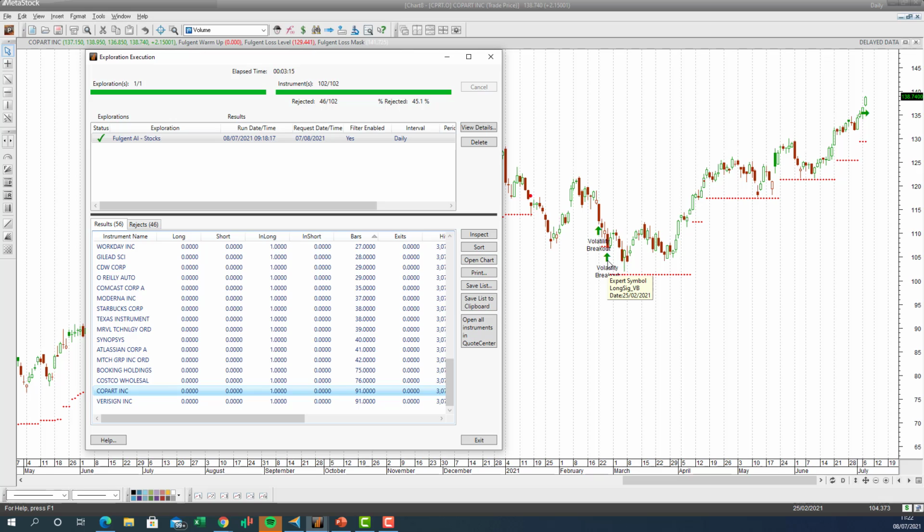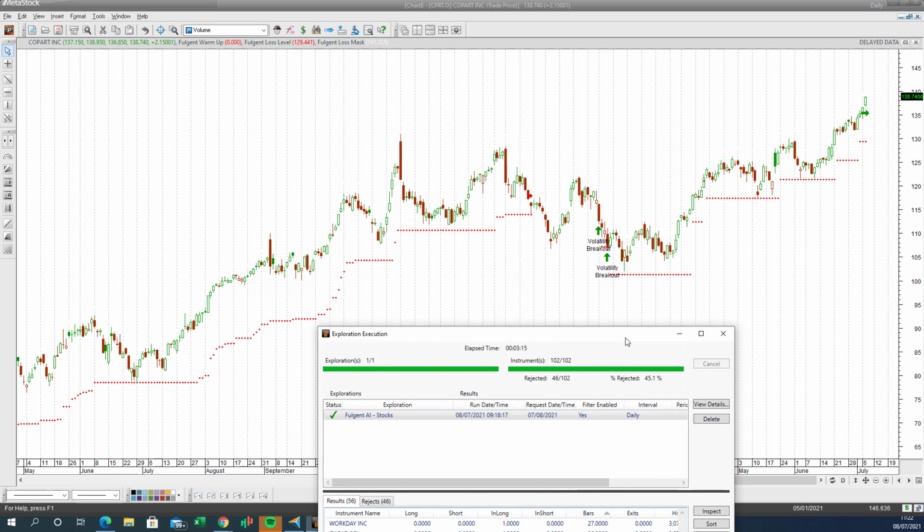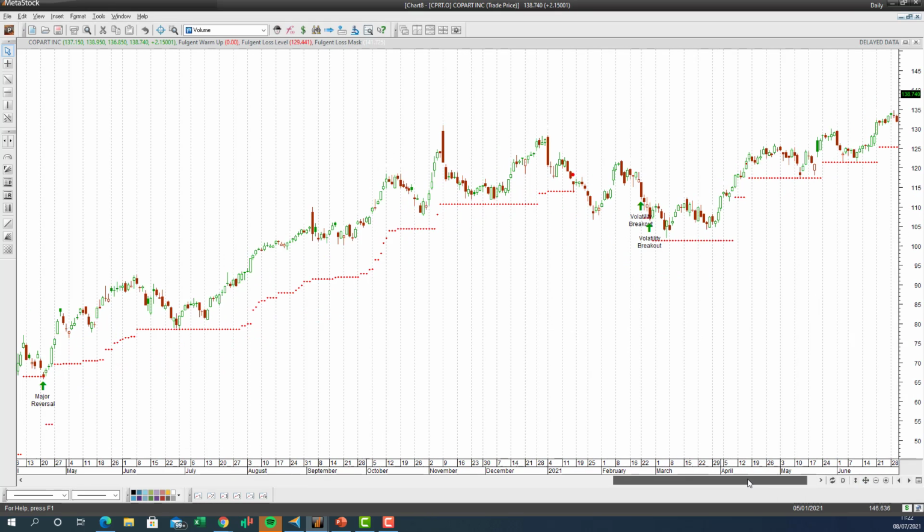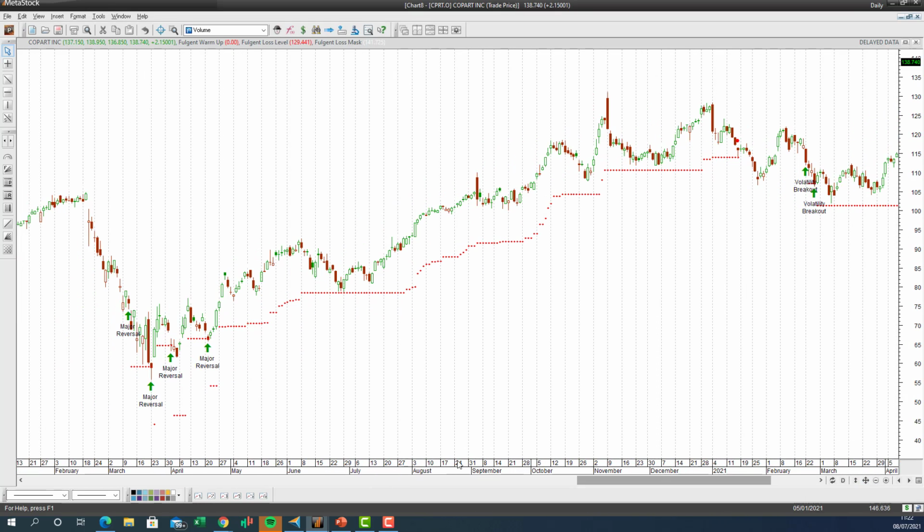You can see a volatility breakout in March. Fantastic trade there. And if we look at the other months, huge move. Oh, look at this one. Fantastic. Back here in April, March, it caught some three major market reversals.